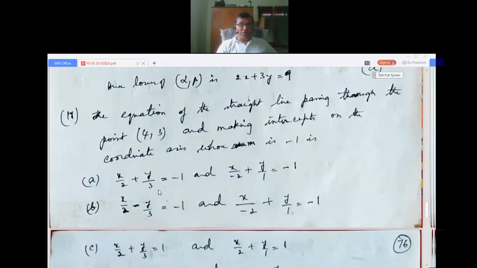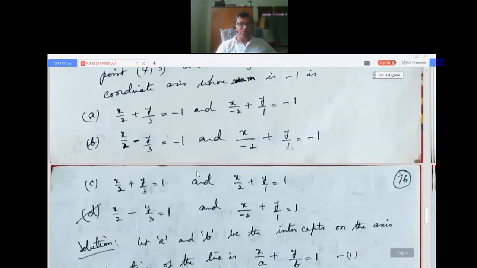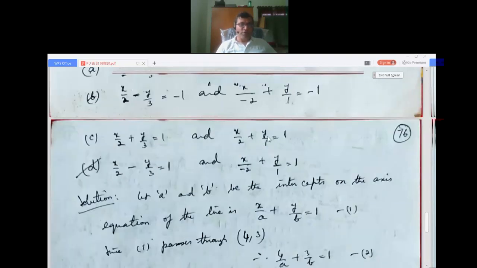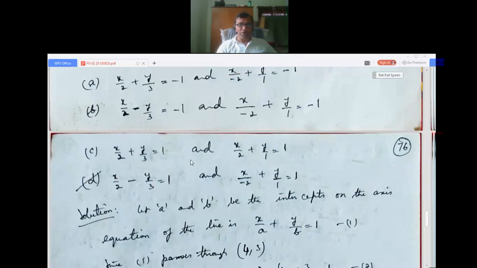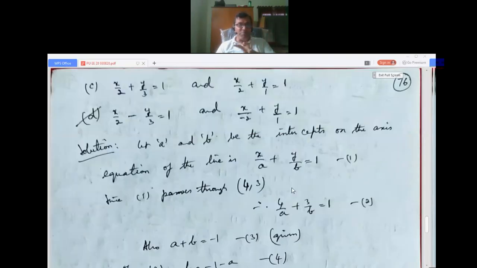Option one: x/2 + y/3 = -1 and x/(-2) + y/1 = -1. Second option: x/2 - y/3 = -1 and x/(-2) + y/1 = -1. Third option: x/2 + y/3 = 1 and x/2 + y/1 = 1. Fourth option: x/2 - y/3 = 1 and x/(-2) + y/1 = 1.